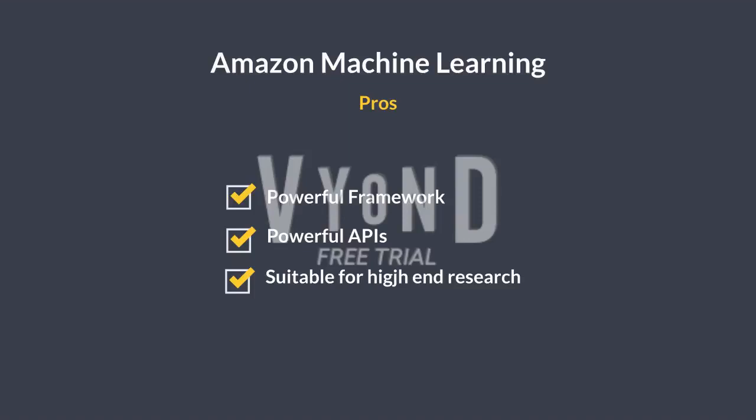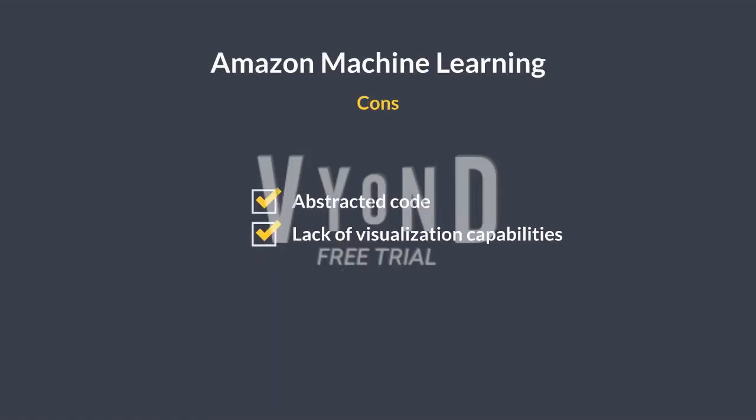Pros: you don't need to write a lot of code with this framework. Instead, it lets you interact with the AI-powered framework via APIs. Commonly used by data scientists, developers, and ML researchers. Cons: the entire framework is abstracted, so if you'd like to choose a particular normalization or machine learning algorithm, you can't. It also lacks data visualization.